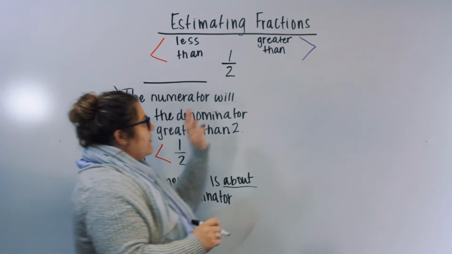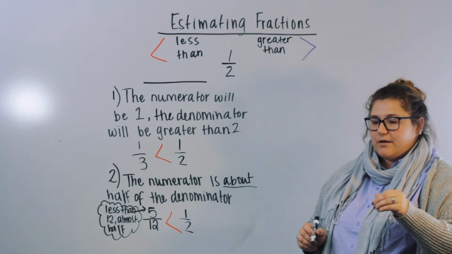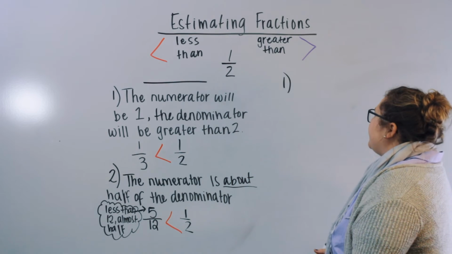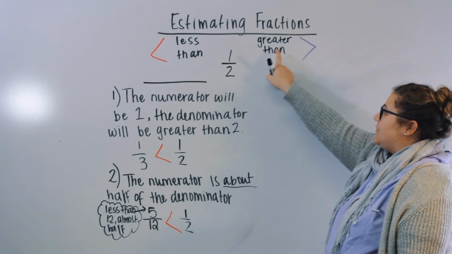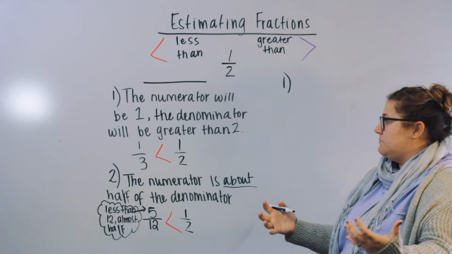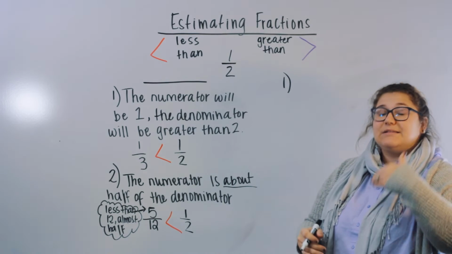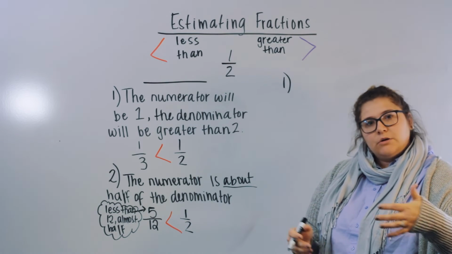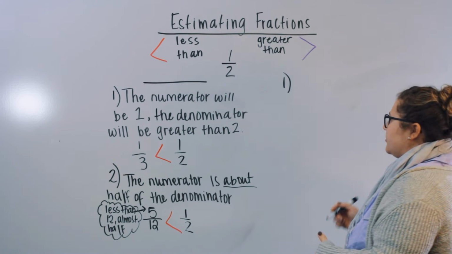Now we're going to come to the other side, and we're going to talk about if a number can be greater than half. So the first way we can tell if a fraction is greater than 1/2 is if the fraction that is given, like 1/3 and 5/12, can be simplified or reduced to 1/2. Miss Handley, I don't understand. It's okay. I'll show you.